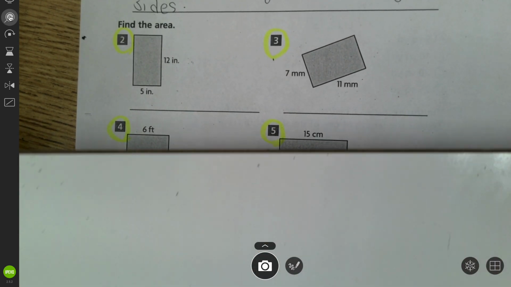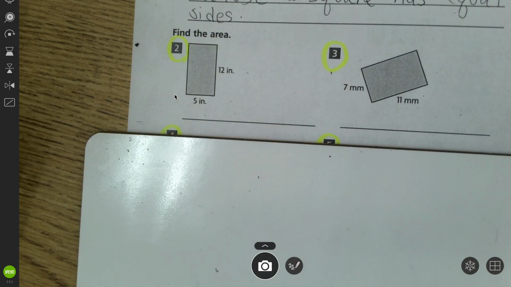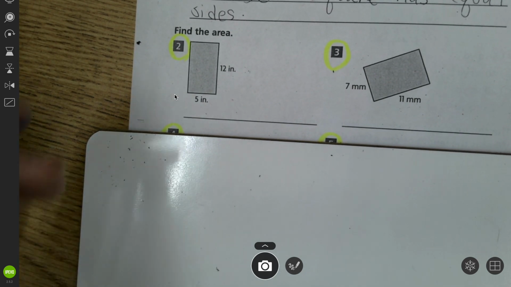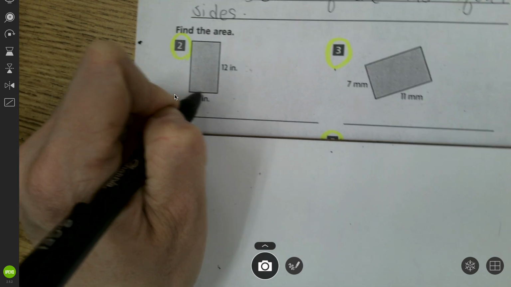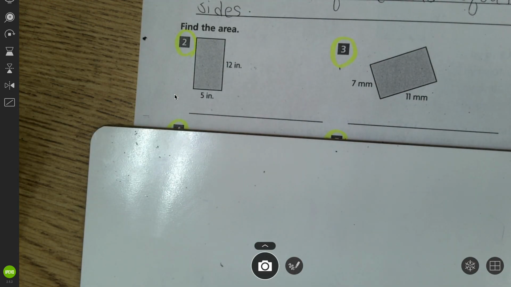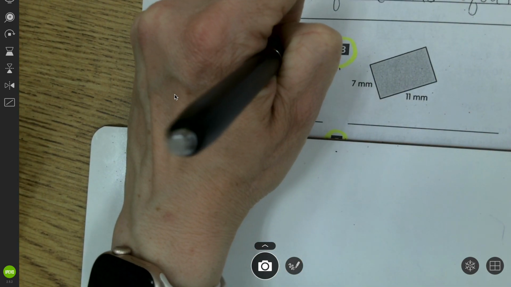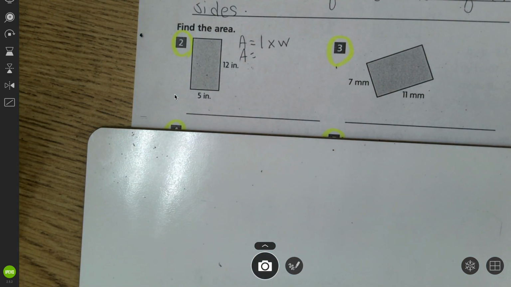Okay, so now let's do number 2. Okay, so we're looking at number 2. I see a rectangle with a length of 12 and a width of 5. So in each problem, I'm actually going to write it here. I want you to write out the formula. Area equals length times width, okay? And then area equals, so the longer side is the length.